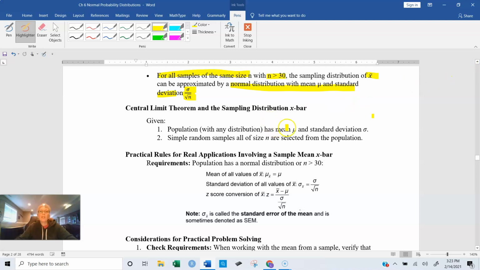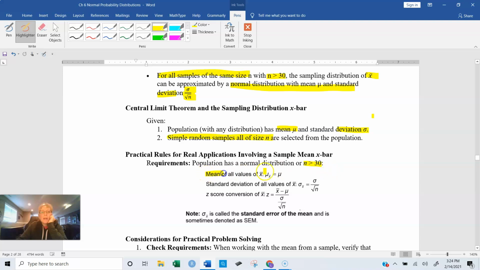Okay, the population has a mean mu and a standard deviation of sigma. The samples, all of size n, are selected from the population, so they all have the same size. Simple random samples, all of size n, they have to be identical. So if I pick 35 people, every single thing we look at has to have 35 people. It cannot change. That sample size is very important. Okay, the requirements: n has to be greater than 30.